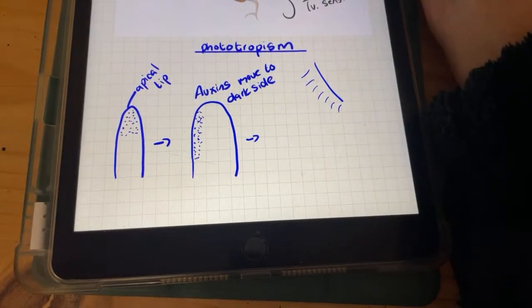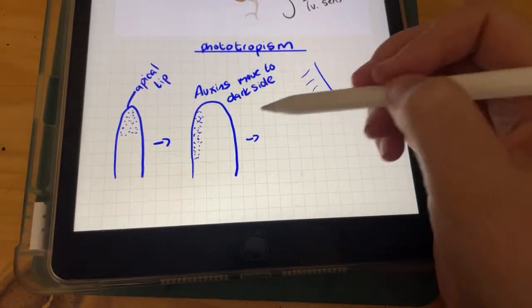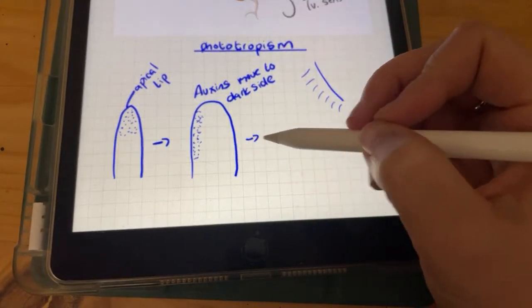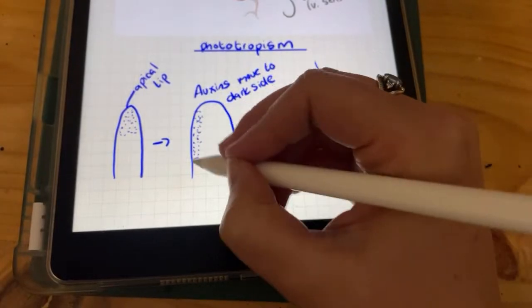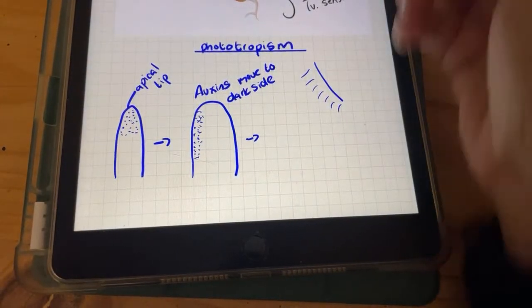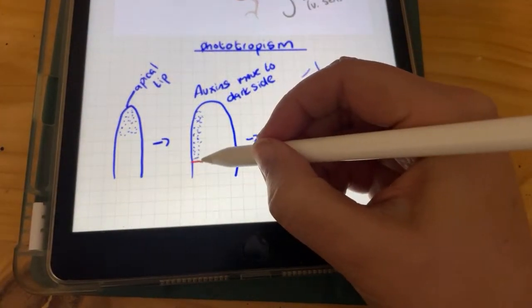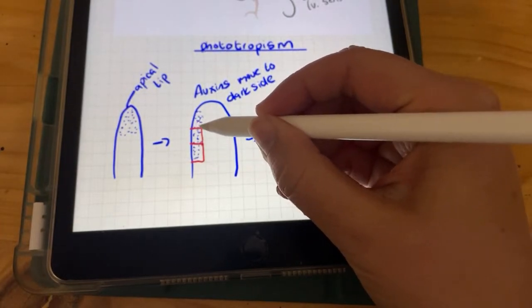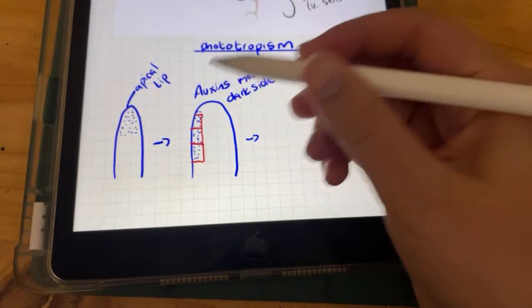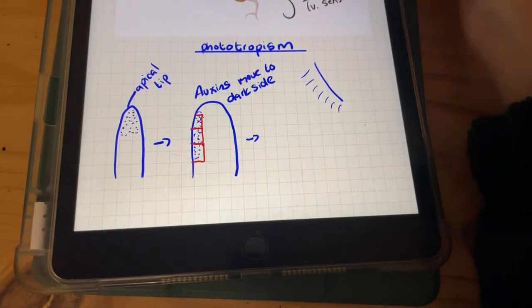Actually, let me draw this one again. Our auxins affect the cells in shoots differently to roots. You see, when the auxins collect on the dark side, all the cells on the dark side start to elongate.